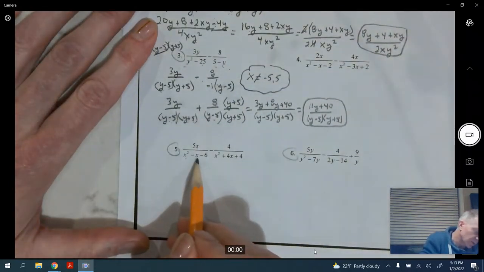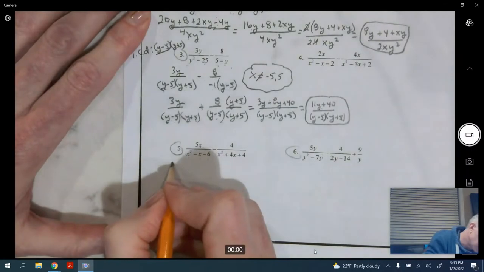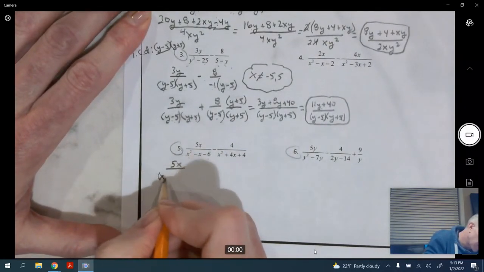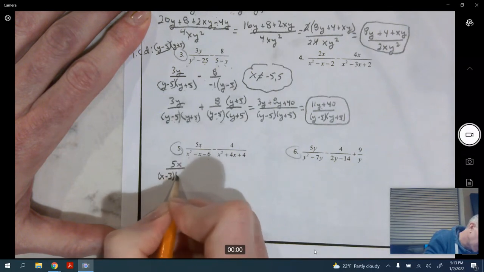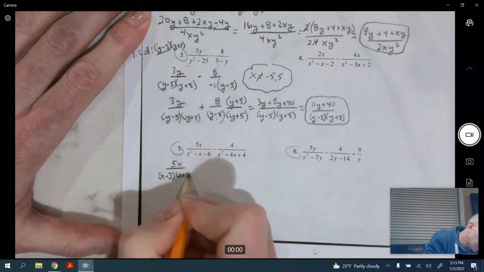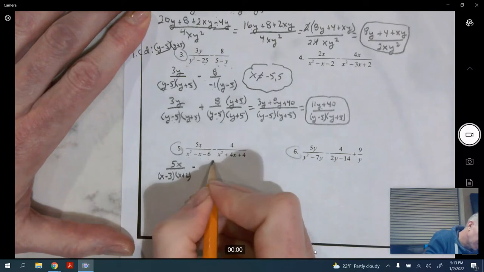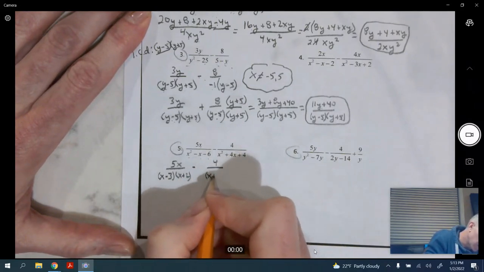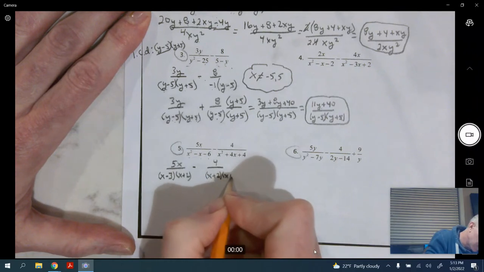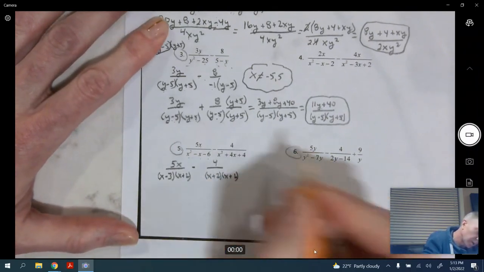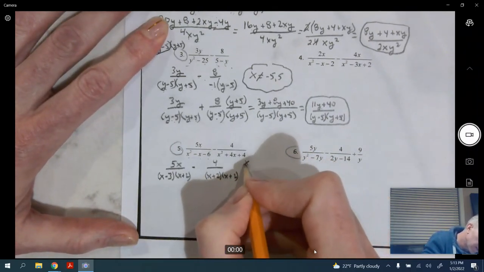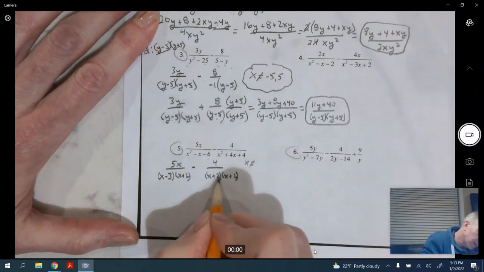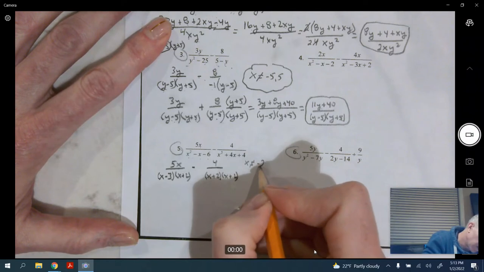5x over x squared minus x minus 6. So we've got 5x over, let's factor that, x minus 3, x plus 2, and then minus 4 over x plus 2, x plus 2. Okay, so we knew x cannot equal negative 2 and positive 3.